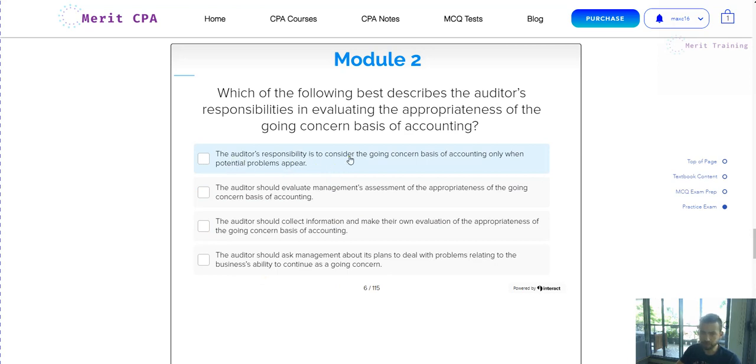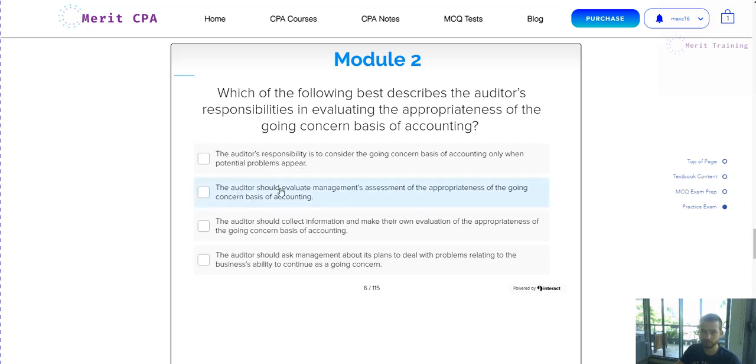So A, the auditor's responsibility is to consider the going concern basis of accounting only when potential problems appear. That's not what the note says. The note said that the auditor always needs to review the management assessment. So that's not correct because it's not dependent on problems appearing. You need to know always.